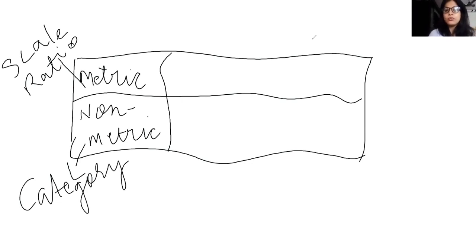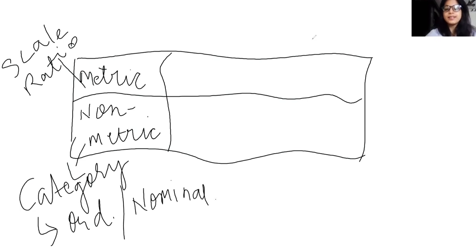Now we know where there is a category, in ordinal data or nominal data. So we have discussed in the types of variables, in the types of data, about metric and non-metric. Now you know the concept. What is metric? Wherever the data deals with numbers. Non-metric, wherever the data deals with categories. So let's discuss non-metric.